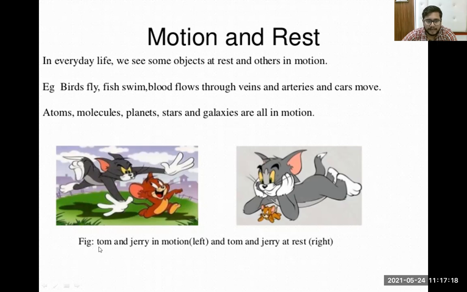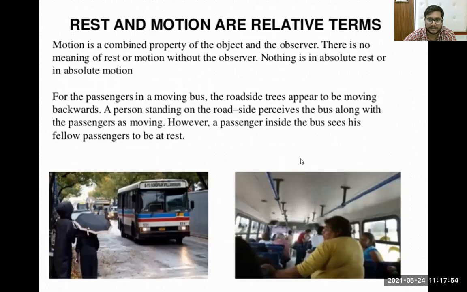You can see Tom and Jerry here. I have drawn them here. You can see in the first case, Tom and Jerry are in motion. How? Because the position of Tom as well as Jerry is changing with respect to time. But on the right side of the diagram, you can see both Tom and Jerry are not changing their position with respect to each other. So you can say the second case is a case of rest. So the right side is the case of rest and the left side is the case of motion, because here position is changing and there position is not changing.